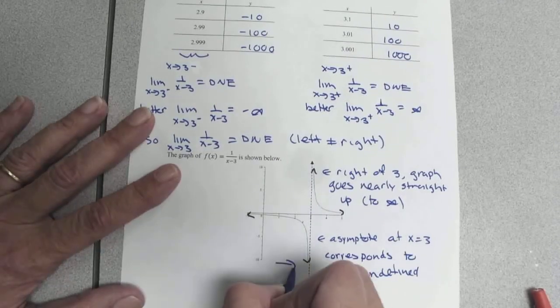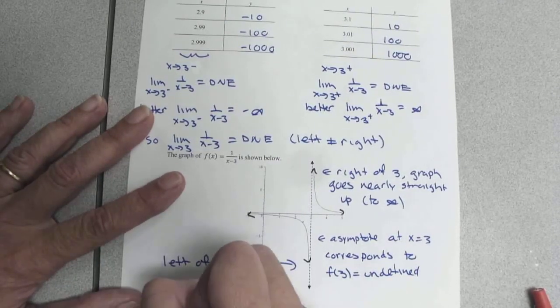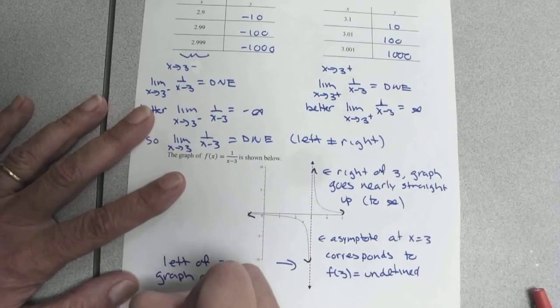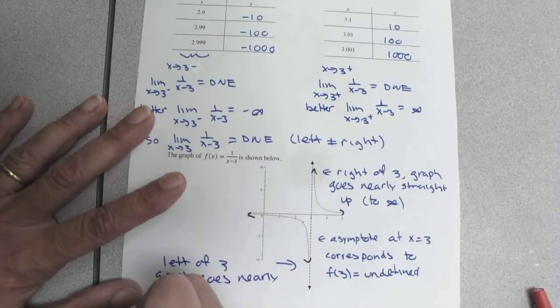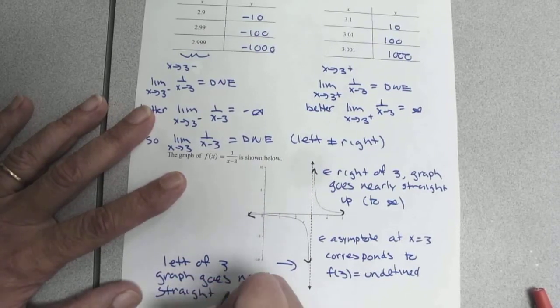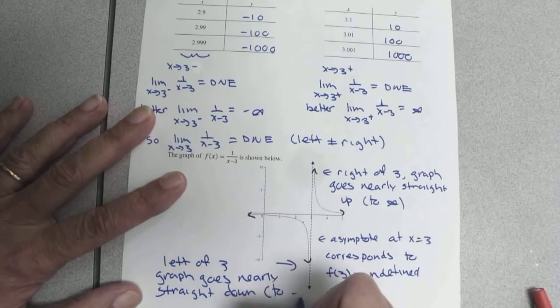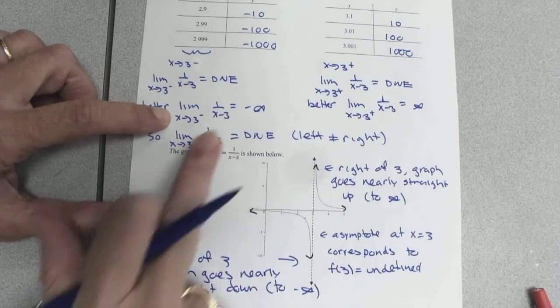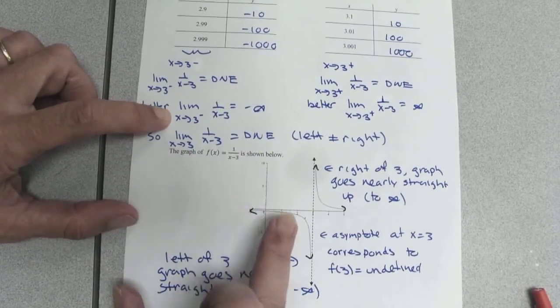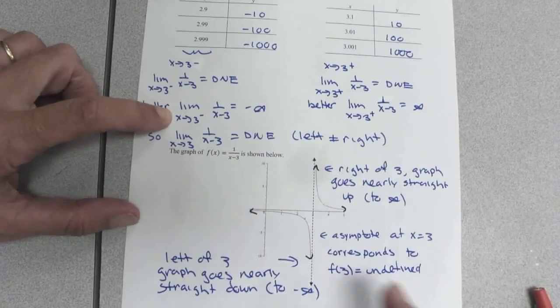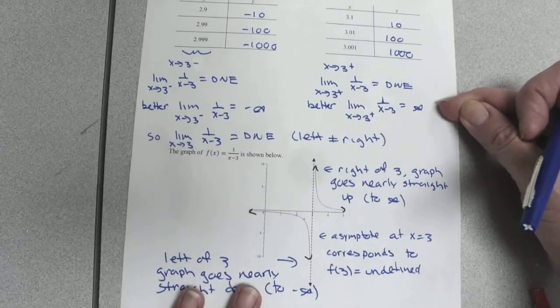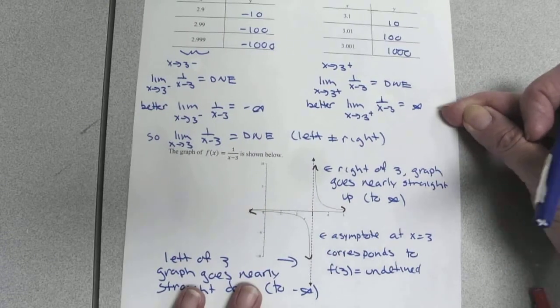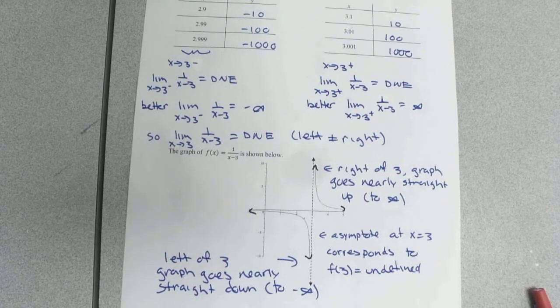And over here on the left of 3, the graph goes nearly straight down to negative infinity. And so what I'm trying to get at here is that the graphs can predict the limits. The limit as x approaches 3 from the left goes to negative infinity, predicting that on the left side of x equals 3 the graph is going down. The limit as x approaches 3 from the right equaling infinity predicted that the graph was going to go up on the right side of 3.